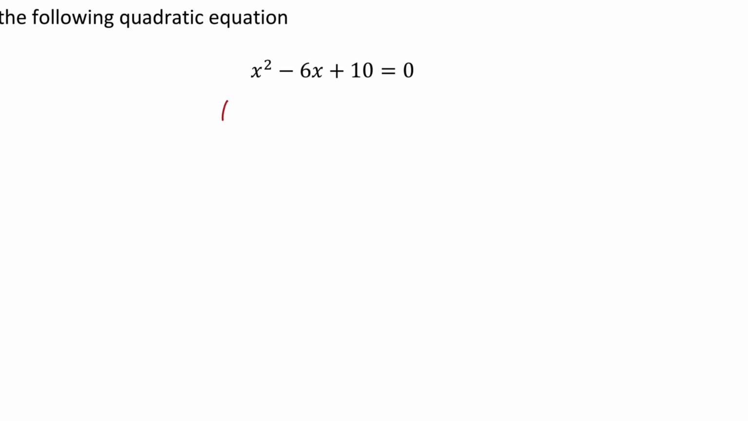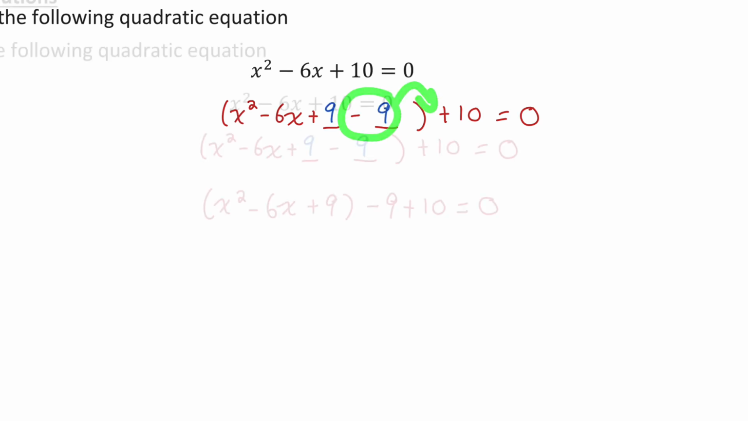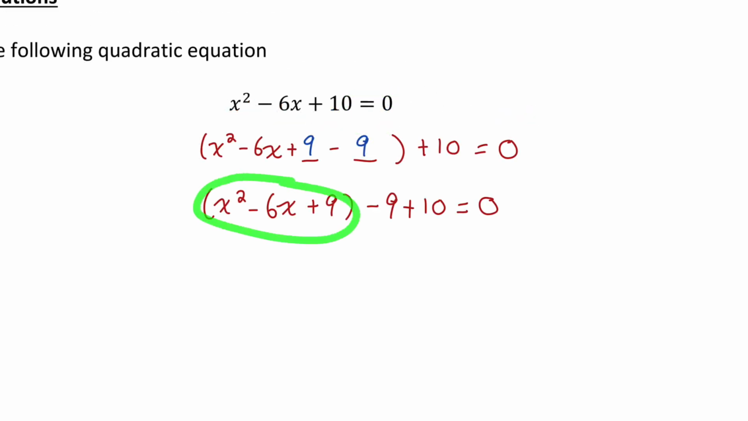To put it into vertex form, we put the first two terms in brackets, and then I'll create my perfect squared trinomial by adding and subtracting half of this -6 squared. Half of -6 is -3, square it to get 9. I'll take the -9 out of the brackets, and then I'll factor this quadratic. It's the same one we had for the last question, where we want a product of 9 and a sum of -6. The numbers that work are -3 and -3, so it would factor to x minus 3 squared.